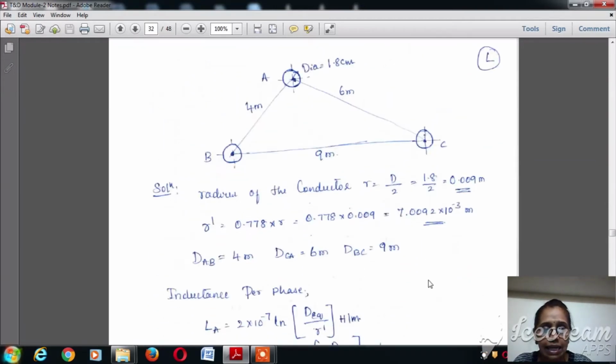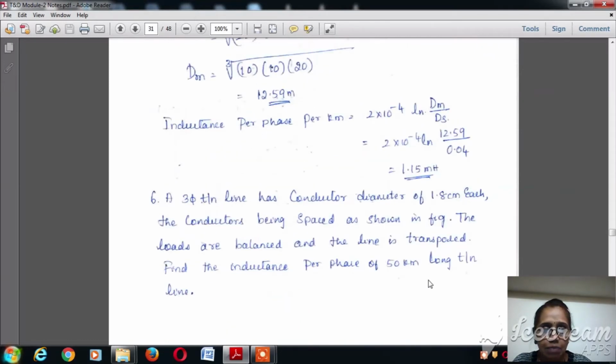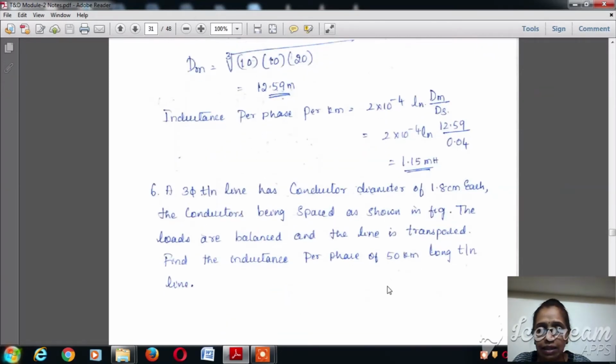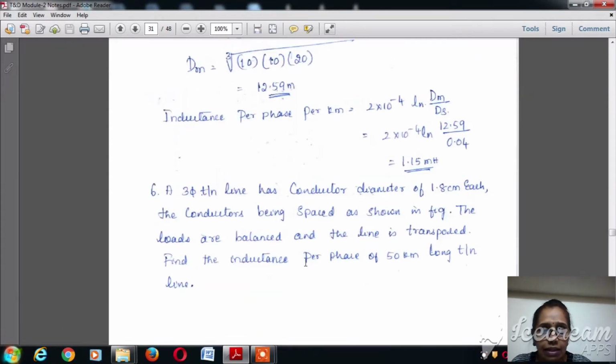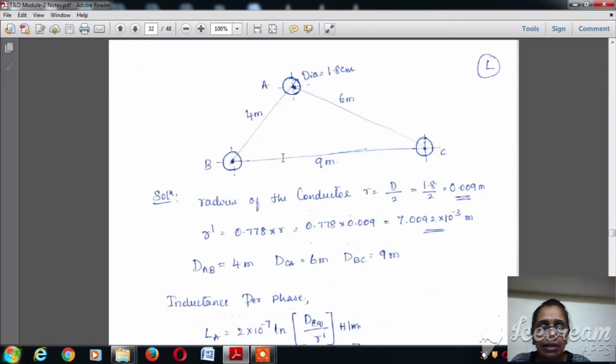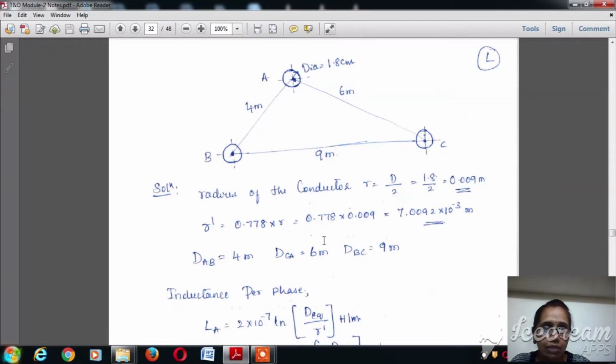So let's take another example, which is unsymmetrically spaced. A three-phase transmission line has a conductor diameter of 1.8 centimeter each. The conductors are spaced as shown in the figure. The loads are balanced and the line is transposed. Find the inductance per phase of a 50 kilometer long transmission line. So here it is unsymmetrically spaced. The distance between A and B is 4, distance between A and C is 6, distance between B and C is 9. The diameter of the conductor is 1.8 centimeter.